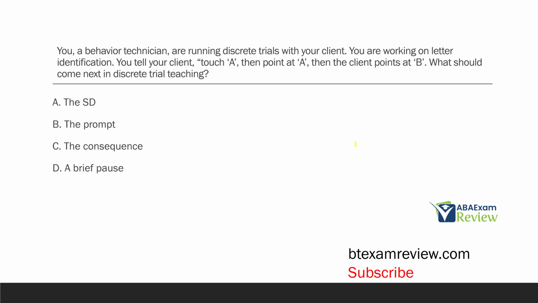You, a behavior technician, are running discrete trials with your client. You're working on letter identification. You tell your client, touch A, then point at A, and the client points at B. What should come next in discrete trial teaching? Think about the sequence for DTT. We have an SD, we have prompts if necessary, we have a response, we have a consequence, and then we pause. So where are we at in our sequence?